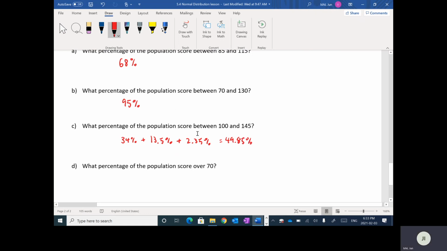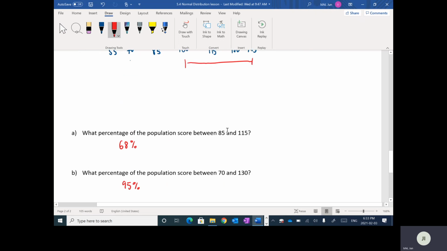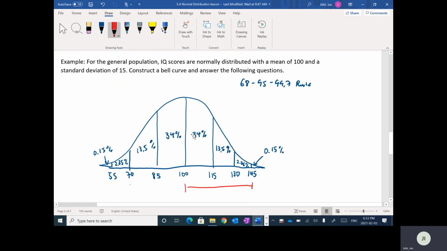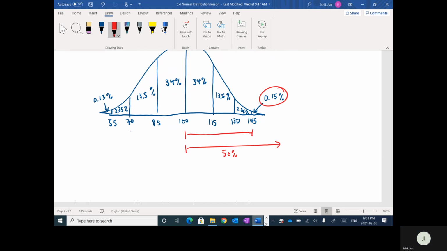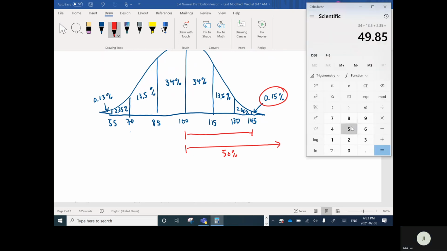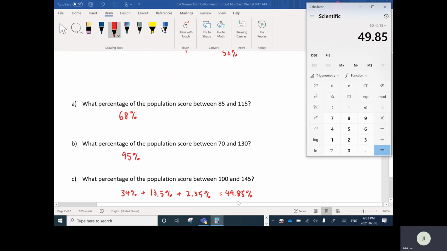That is the percentage. All right. There's a couple of other ways we can actually do this as well. So let me just talk you through some of those. What we could have done instead is realize that from here on out, that's 50% because it's symmetrical. And so we can subtract this section here. So if I took 50% and subtracted 0.15, because the 0.15 here is not included in these three here, notice that we do get 49.85, which is the same answer.